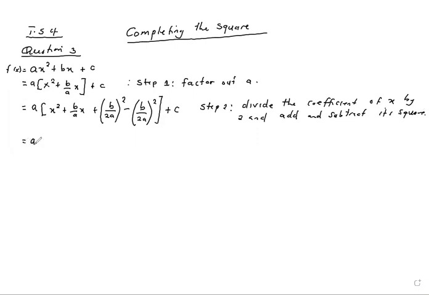Then step 3, you take x, get that sign there, and put b over 2a, have it squared, then subtract b squared over 2a squared. Meaning it's going to be 4 now because we have squared it, plus c. So what do you do in step 3?